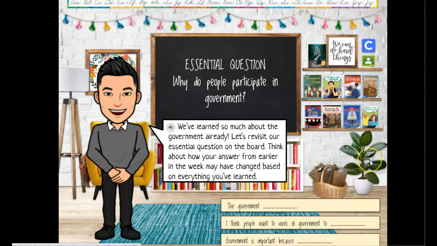All right, guys. This is day 4 of our benchmark unit, Unit 1, Government for the People. We've learned so much about the government already. Let's revisit our essential question on the board. Think about how your answer from earlier in the week may have changed based on everything you've learned.